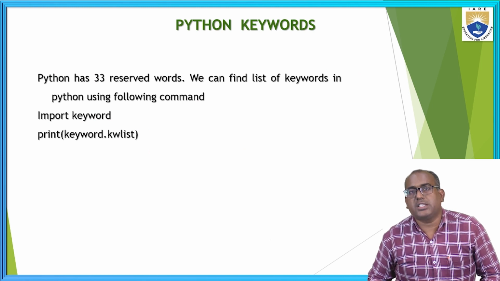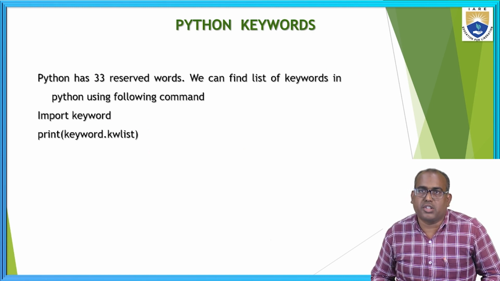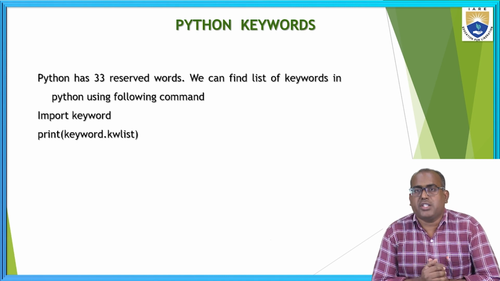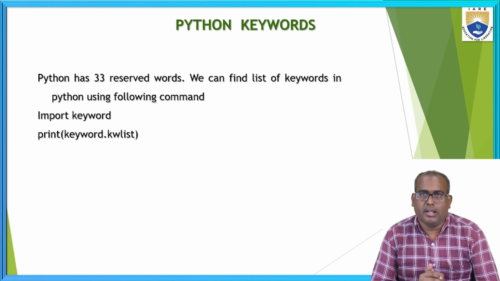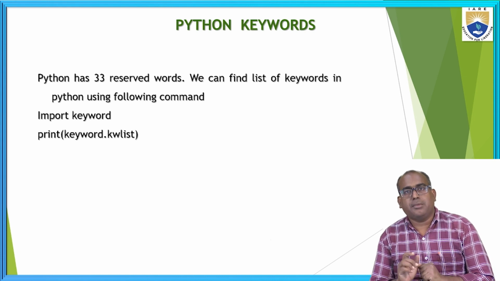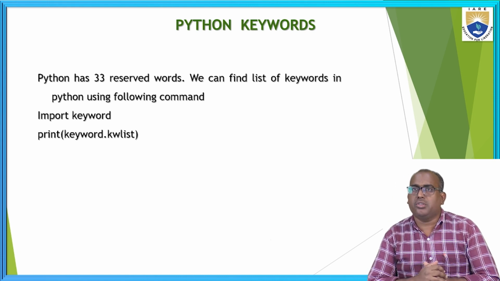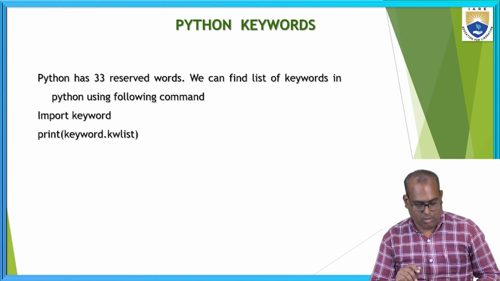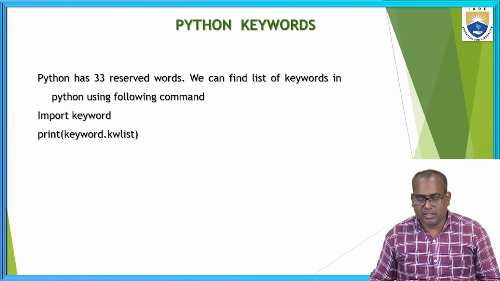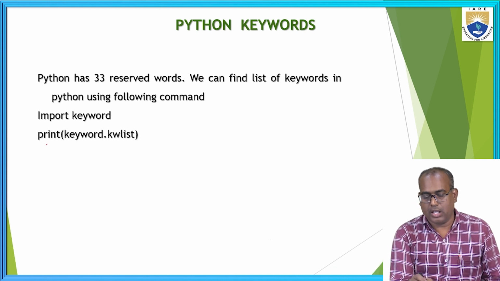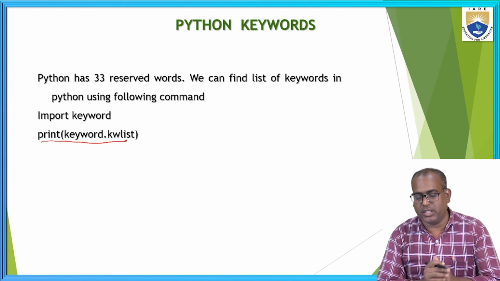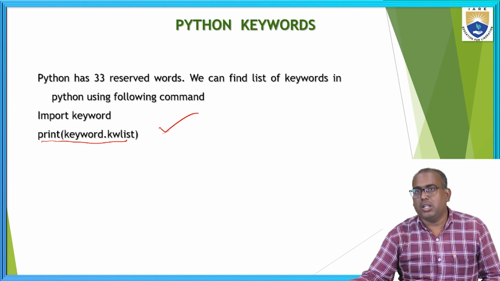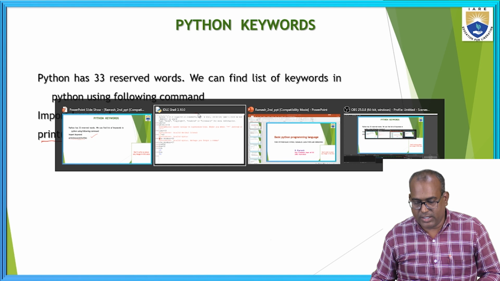Python has 33 reserved words, meaning they already have some meaning. We can call the reserved words keywords also. We can't use those reserved words as identifiers in programming languages. This is the print statement. With the help of this statement we can find out the list of all the keywords available in Python.